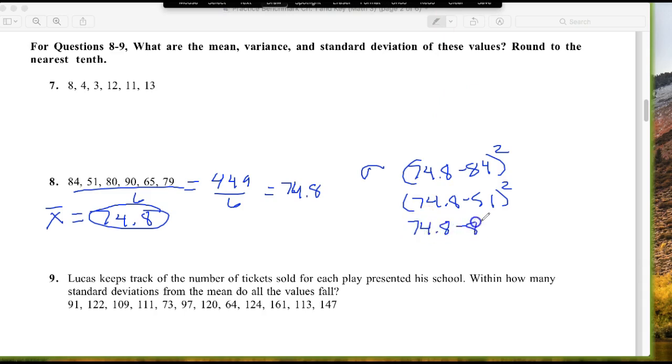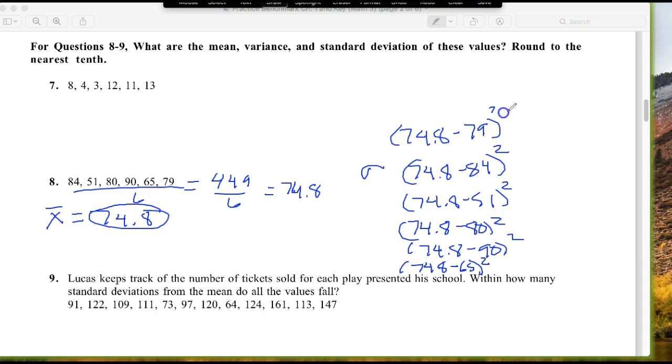74.8 minus 80 squared. 74.8 minus 90 squared. 74.8 minus 65 squared. And then I ran out of room up here, so I'm going to put this one up here. 74.8 minus 79 squared. All right, I'm going to go ahead and calculate all of these values.